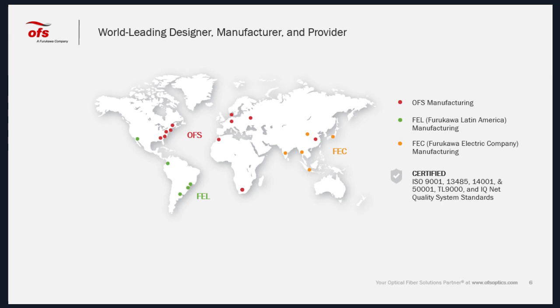So we have different locations around the world. You can see that we have OFS manufacturing in the US, in Latin America, in Europe, in Augsburg in Germany, in Denmark, and in Russia. And we have two manufacturing sites in Africa, one in the north in Morocco, and one in the south in South Africa. So this is very good for our customers around the world.